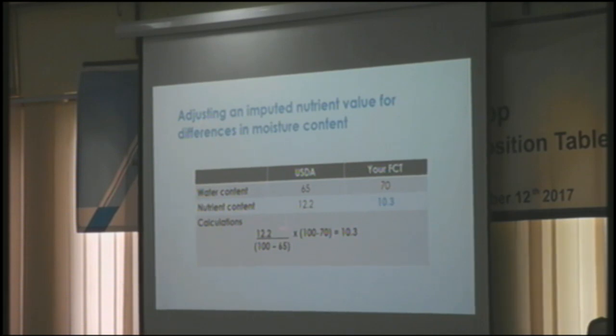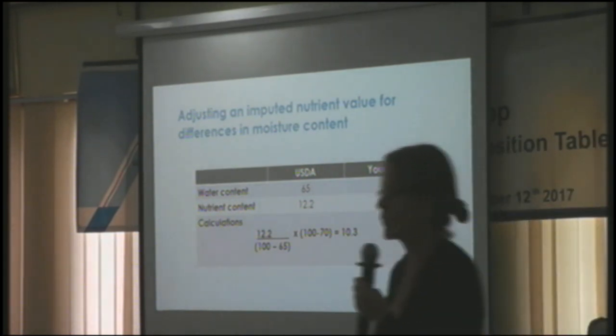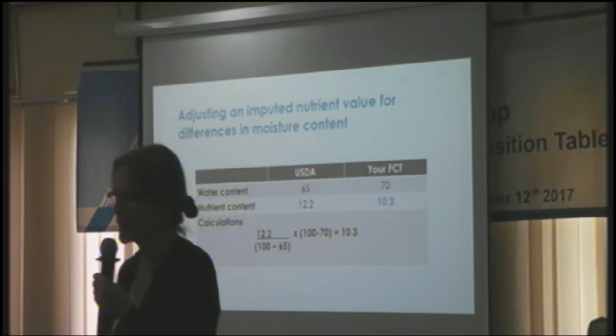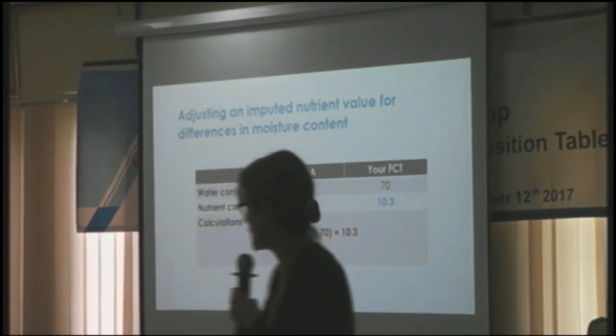If you were taking, for example, foods in the USDA, the water content in the USDA is 65%. In your food composition table, it's 70. The nutrient content in the USDA that you're imputing from is 12.2. You have to adjust for that difference in water content using this formula. So in your food composition table, you would be entering 10.3. So again, it's very important to be aware of some of these issues when you're imputing.